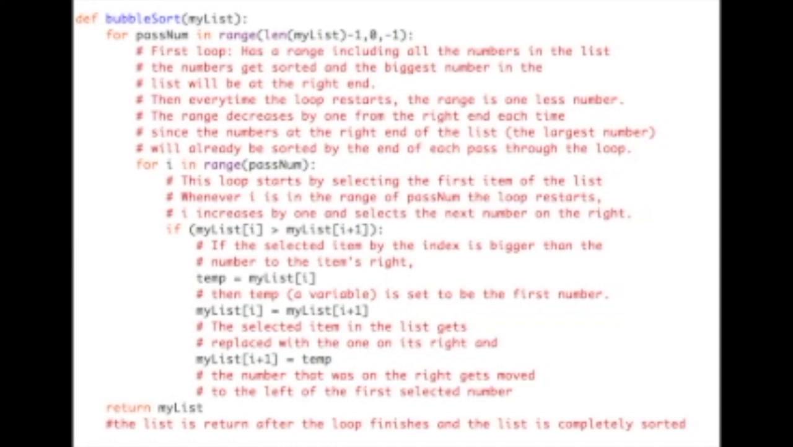This second for loop with this if statement will keep on going through every item of the list, and at the end of each pass through the list, the biggest number in the list will be sorted to the right. So this list will be sorted multiple times. Every time the largest number will be sorted to the right end of the list. And then this algorithm will pass through the list over and over again until everything is sorted, and then finally it will be returned.